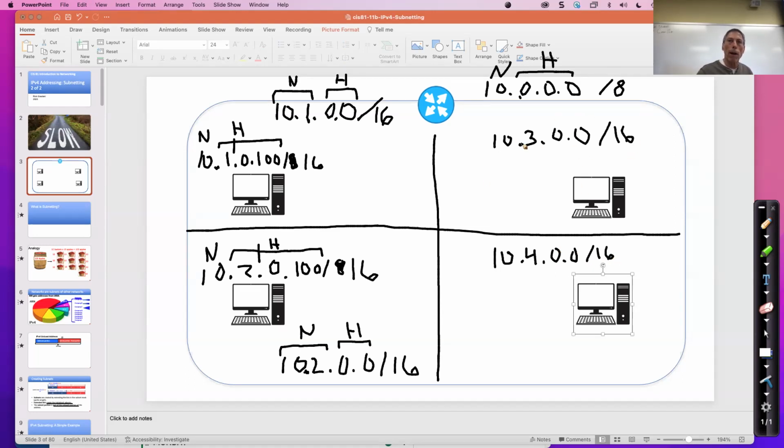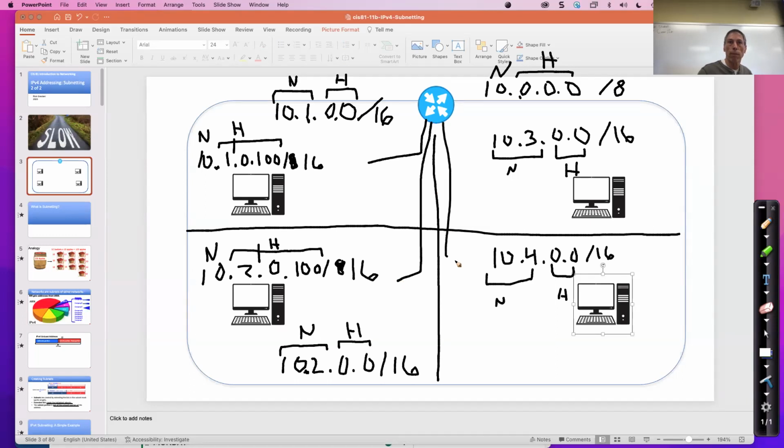This means everything in this part of our network has to begin with 10.3, everything here with 10.4, and everything will have a mask of a /16. So this is the network portions, and this would be the host portions. Now, as far as the router goes, we now would have to have a different router interface for each one of these networks. So the router would have an IP address that belongs to each one of these 4 subnetworks. And that's where we're headed.